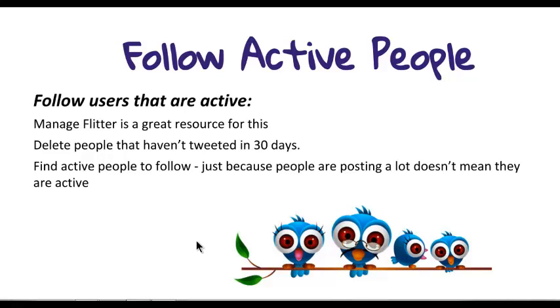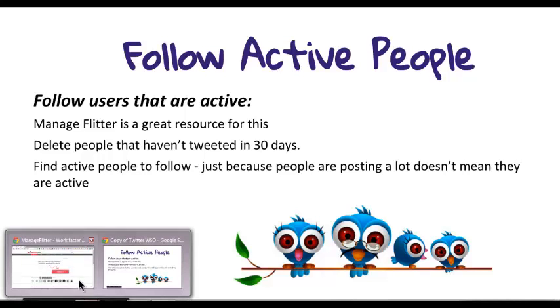Firstly, you want to make sure that you're following people that are interacting and not just posting, because there are so many automated systems out there. People can set up so many tweets to just go out, but they're not interacting. So have a look at whether they're thanking people for retweets, or having conversations with people. A system I use to see who I'm following and what they're up to is called Manage Flitter, and I'm going to show you briefly how to use that.